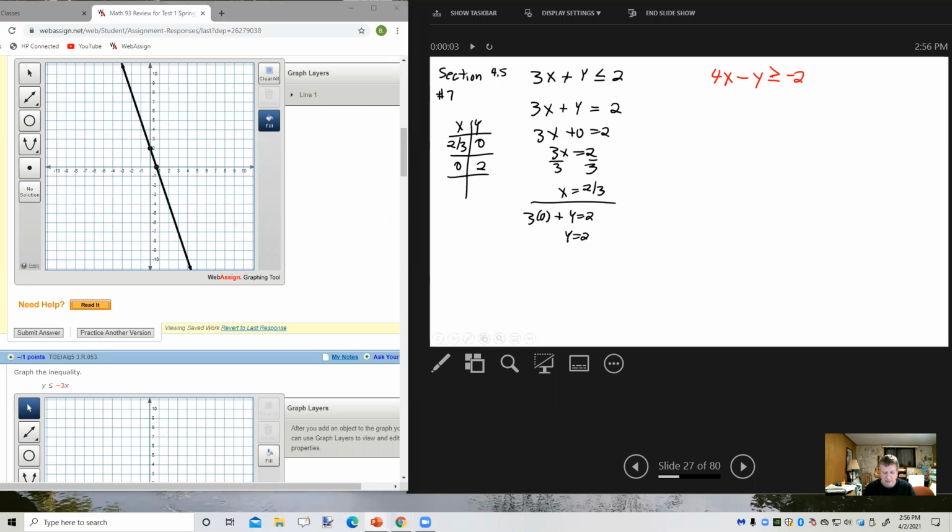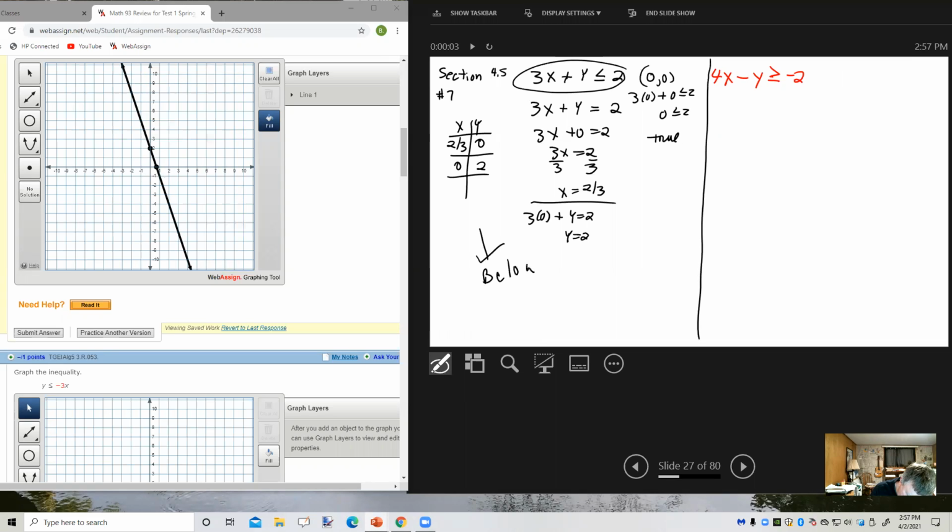Let's pick 0, 0. That's a good test point. It's not on the line. I'm going to put that into the original inequality: 3 times 0 plus 0 less than or equal to 2. 0 is less than or equal to 2. That's true. 0, 0 is below the line, so for this first one, we would fill it on that side of the line, below the line.